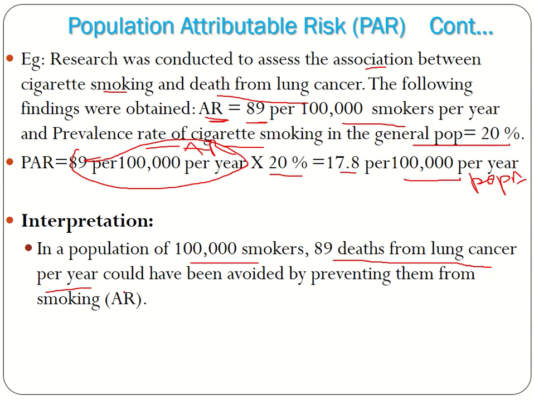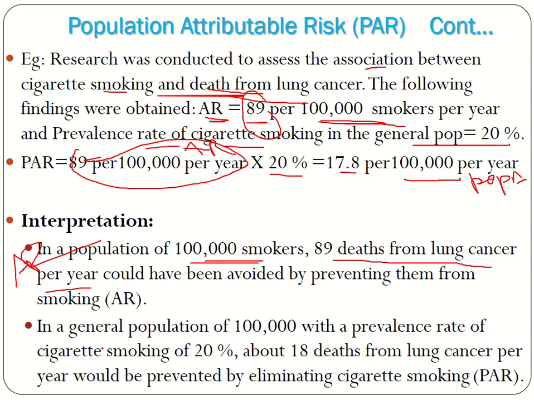Hey, this is for the AR. So in a population of 100,000 smokers, 89 deaths from lung cancer per year could have been avoided by preventing them from smoking. So 89 deaths is the absolute effect of smoking, per 100,000 population of smokers, because of their smoking. So this is the attributable risk.